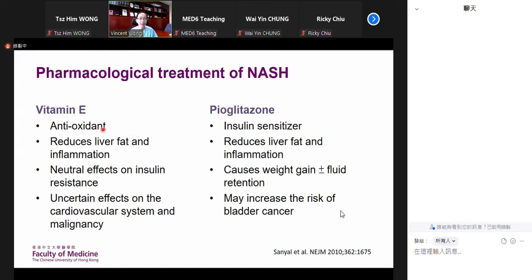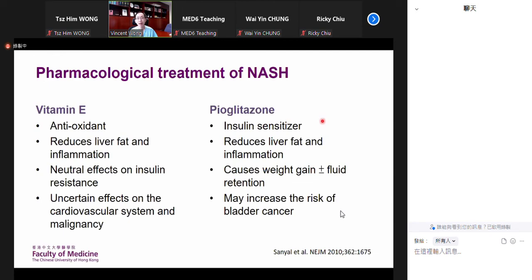Vitamin E is an antioxidant, so it would reduce inflammation. However, metabolically, it is neutral, so it would not affect insulin resistance, and it has some uncertain effects on the cardiovascular system and other malignancies. Notably, some observational data suggest that high-dose vitamin E may increase the risk of prostate cancer, but this is rather controversial. Pioglitazone is an anti-diabetic drug.